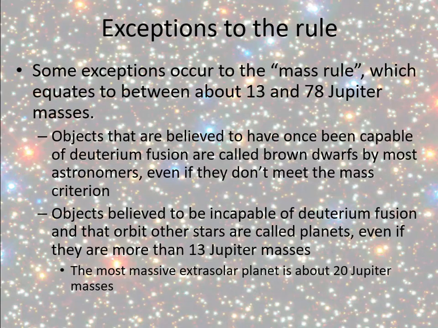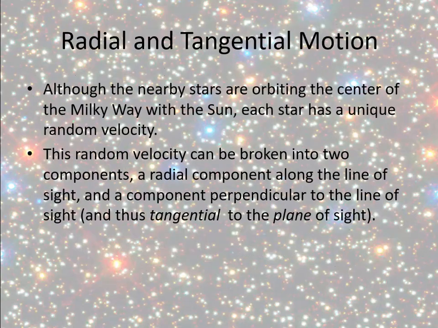There are, however, exceptions to this 13 Jupiter mass rule. For example, we have found extrasolar planets that don't really behave as brown dwarfs would be expected to behave, that are on the order of about 20 times the mass of Jupiter. So it's possible that we have some missing information here, but there is a little bit of wiggle room in this general rule.